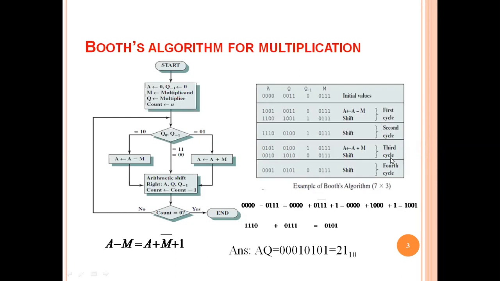What is the remaining cycle? One cycle remaining, because the number of bits, again I am telling, is 4, so we have to go for the fourth cycle. Clear? So now the last cycle. Again we are checking Q0, Q minus 1. What is it in this cycle? 0, 0. See here in the algorithm, this is 0, this is 0. If both are 0, what operation do we have to do? We have to do the arithmetic right shift again on A, Q, Q minus 1.